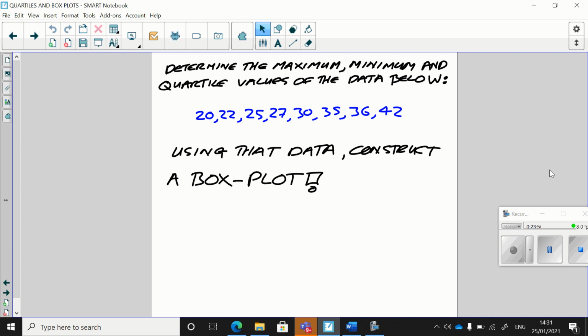Right, this one's for you. Can you go and do this and construct a box plot? So if you just pause the video there and just have a little go at that.